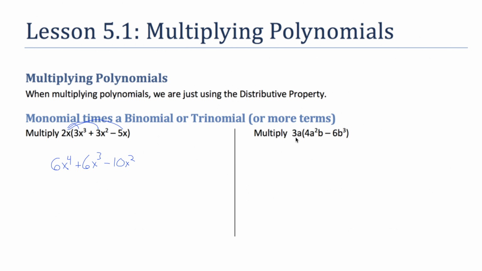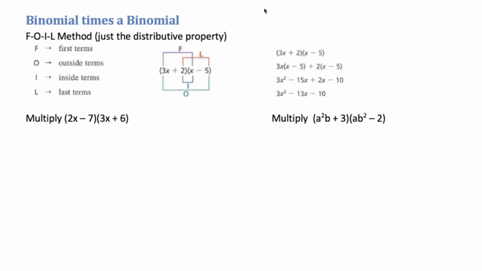Next one's similar. This is just two terms here. So 3a times 4a squared plus b is 12, and then a times a squared is a cubed. And we still have that b there, and then 3a times 6b cubed, so we have a minus, or we could think plus a negative, and this is 18ab cubed. And that's just multiplying when you have a monomial times a binomial or trinomial, or it could be 4 or 5 or 6 terms.